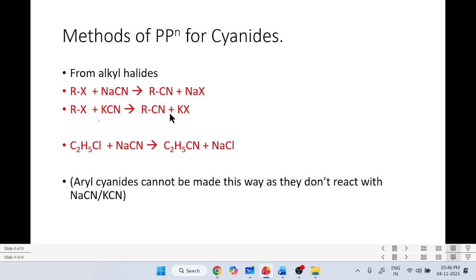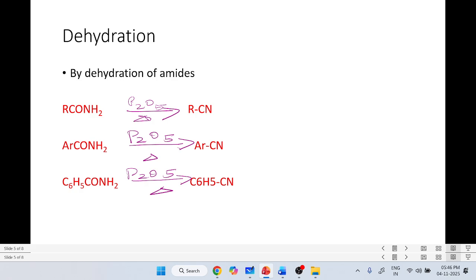But you can't prepare aryl cyanides this way, because these are SN2 reaction conditions, and aryl halides do not react under SN2 conditions. So that doesn't happen here. You can take an example, ethyl chloride: you treat it with sodium cyanide and you get ethyl cyanide. Now the second method of preparing alkyl cyanides is by dehydration of amides.